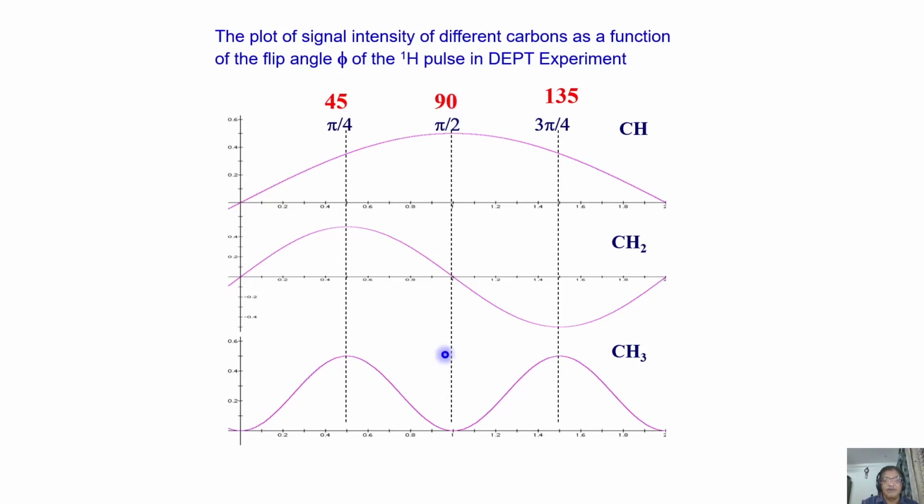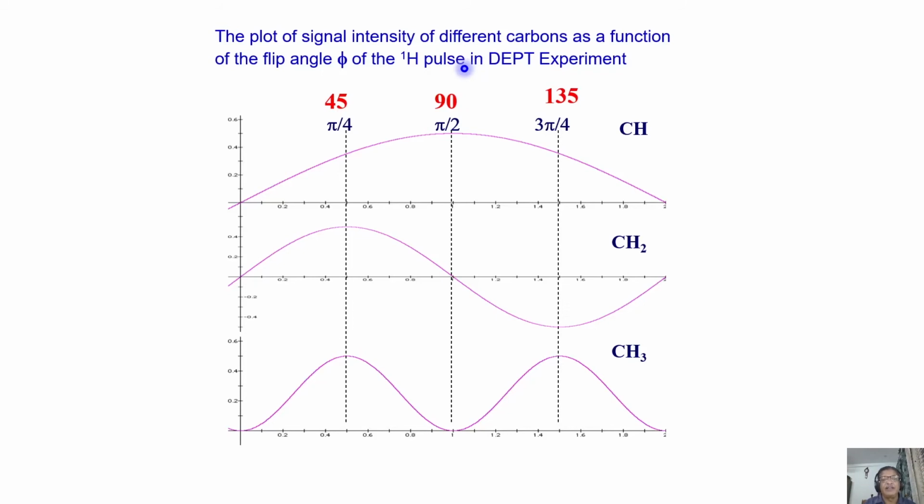Then you will remove all carbons which are CH2 and CH3 attached. They will not come at all. You get only the CH spectrum. Very interesting, right? So you are editing the spectrum. When you do a DEPT 90 experiment, all the peaks that you observe are only CH carbons. Very simple to identify.